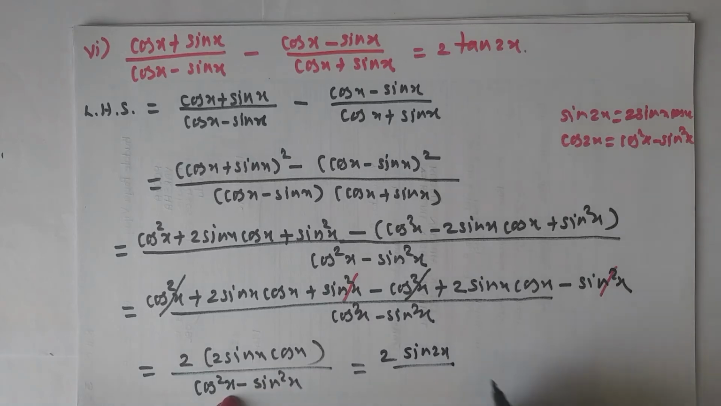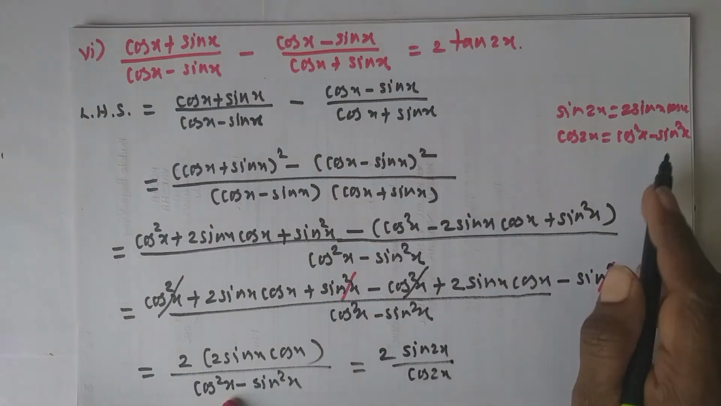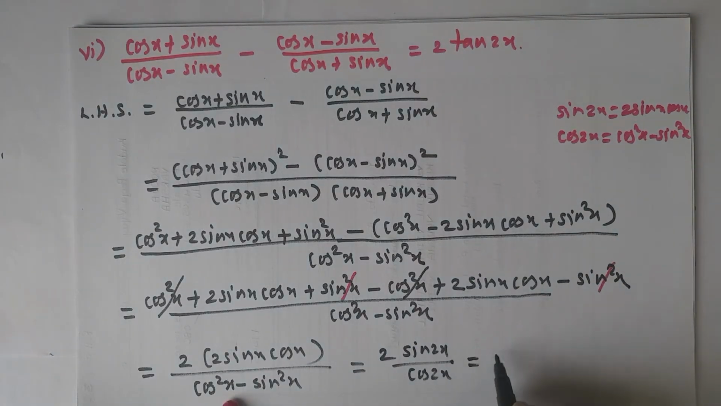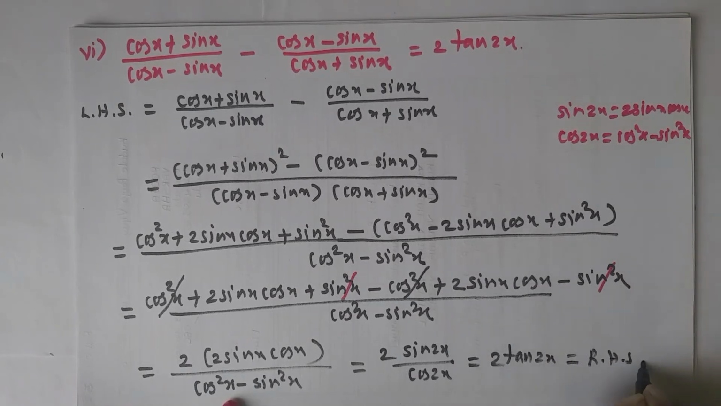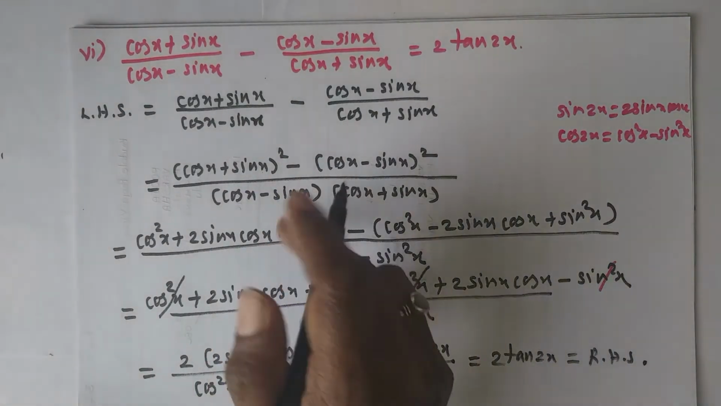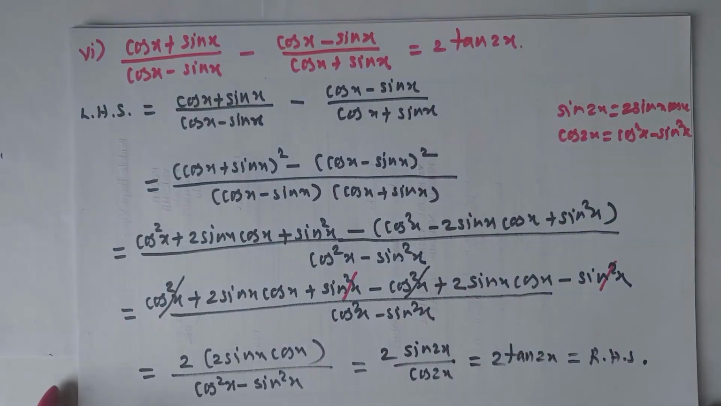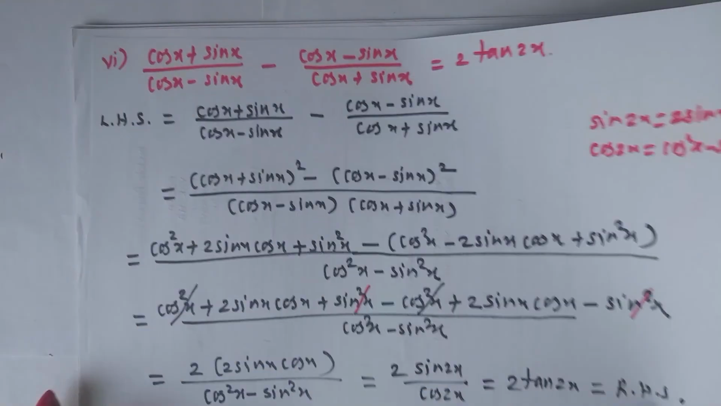And in the denominator, this is the formula for cos 2x, therefore write down cos 2x. And 2 times sin 2x divided by cos 2x means tan 2x, and this is nothing but your right hand side. In this way, it is very simple. You only take the LCM, take the expansion of brackets, simplify it, and use the formulas of sin 2x and cos 2x. It is very easy. Okay, let's see the next.